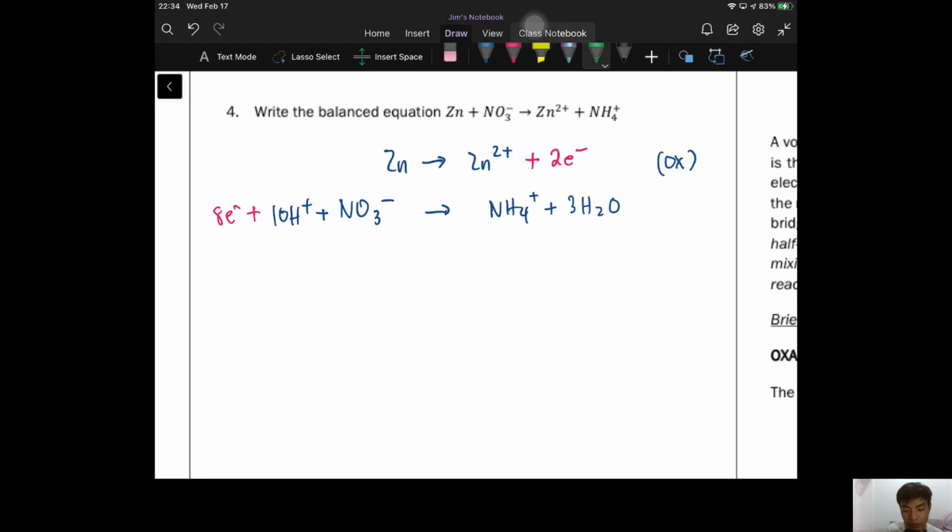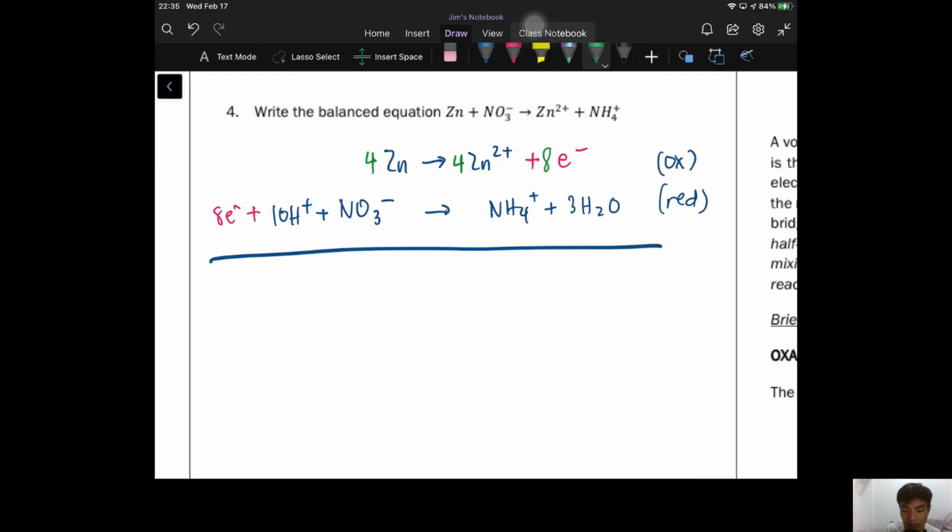So we will combine the two equations. By the way, this is a reduction equation. So what's next is that we will combine them. Okay, before you combine them, make sure that the coefficients of the electrons are the same, no? So 8 electrons sa baba, dalawa sa taas. So that means we multiply the top equation by 4. So 4, 4, and then ito ay 4. Okay. So magiging 8 na yan. Kasi 2 times 4 is 8, di ba?